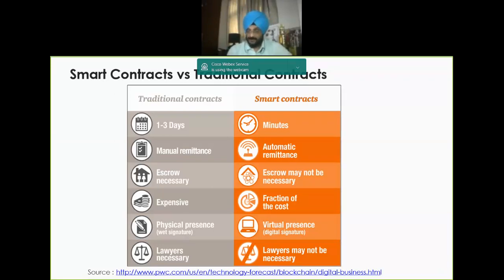Traditional contracts are expensive. Here, it's a fraction of the cost for doing any transaction. You have physical presence and the signatures are the kind of ink signatures what you're doing. And in case of your smart contract, you're having a virtual presence. That's digital signatures. And lawyers may not be necessary in case of the smart contract. It's just that that gets executed.